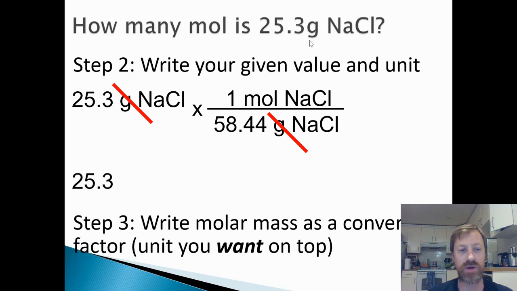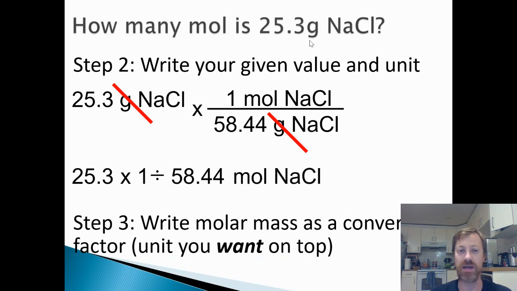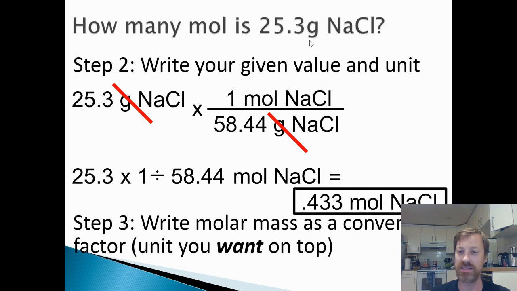Okay, so let's do the math now. We're going to do 25.3 times 1, because 1 is on the top of the fraction. Whatever's on the bottom of the fraction is divided by, so divided by 58.44. And notice the unit is going to be moles of NaCl here. Type that all into your calculator, and what we're going to get is 0.433 moles of NaCl. So that's going to be our answer here.